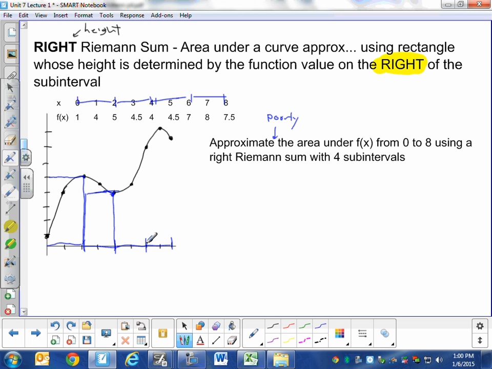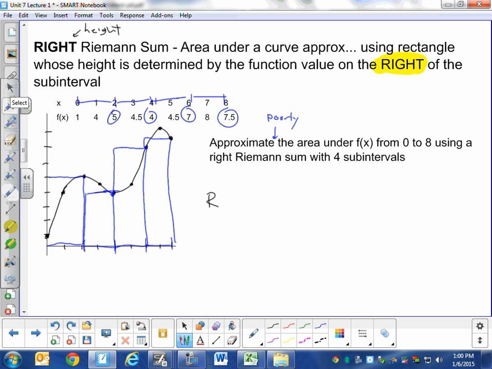So from 4 to 6, I'm going to use this height above 6. From 6 to 8, I'll use this height above 8. And notice, like, this is different. This is going to give me a different value. This looks like it's going to be over, you know, our actual area. We're going to be using this height 5, 4, 7, and 7.5.